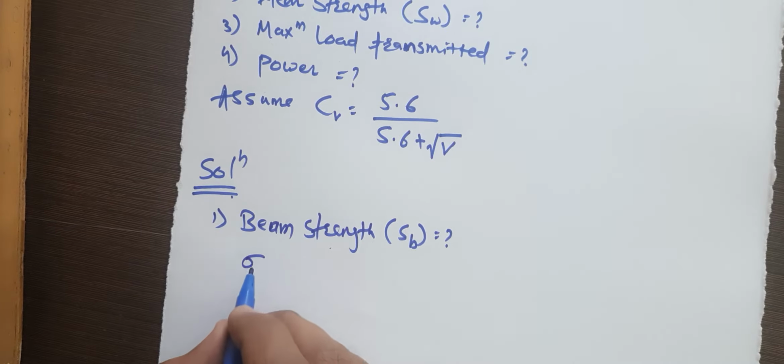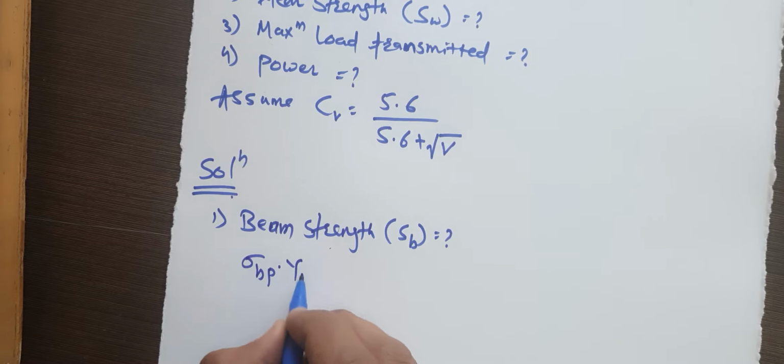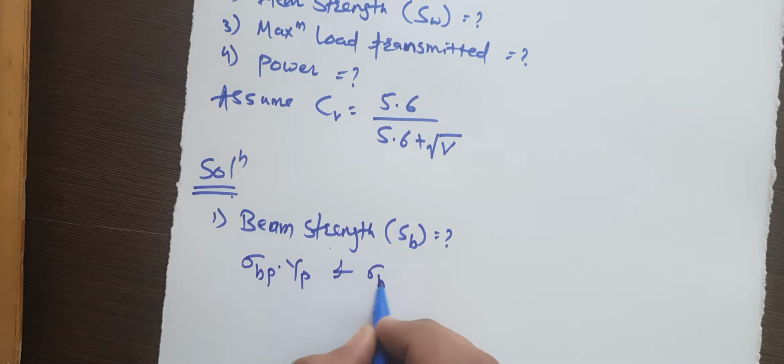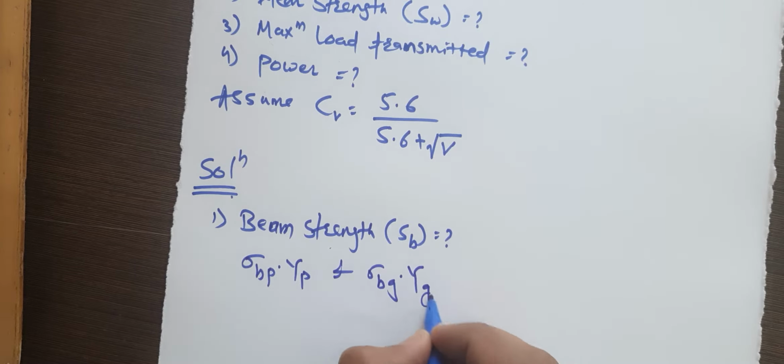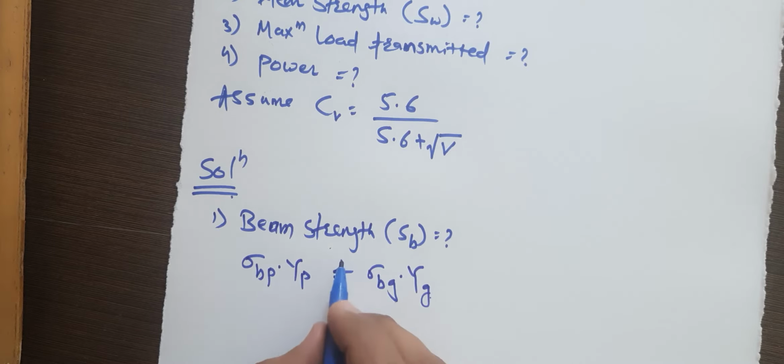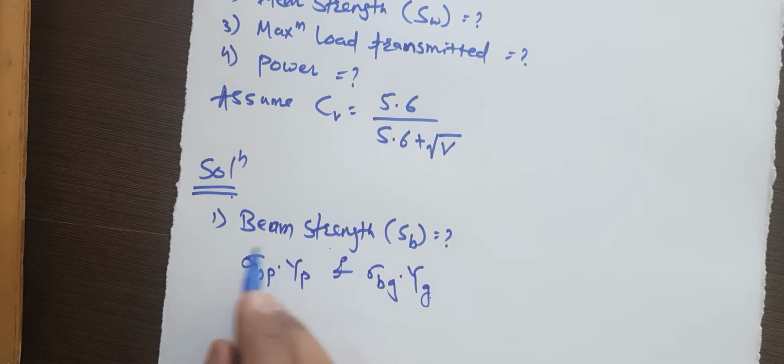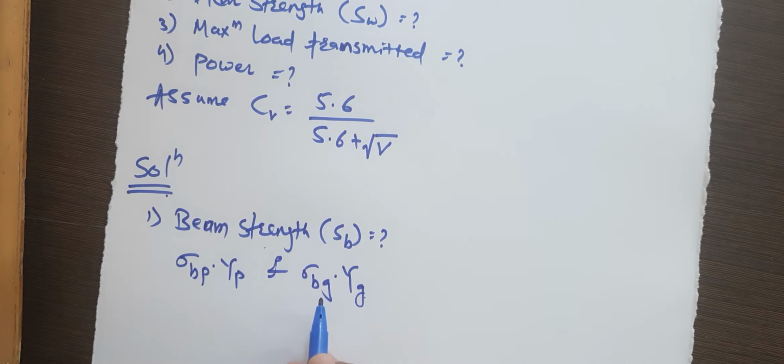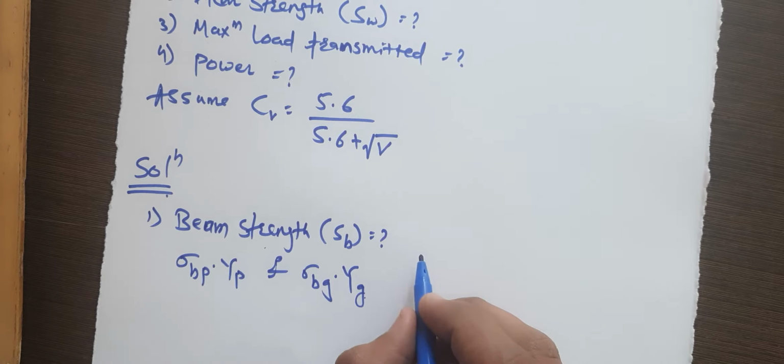So for the weaker element, what you need is sigma BP into YP and sigma BG into YG. This product will decide the weaker element. If sigma BG into YG is greater, then the gear will become stronger and the pinion will become weaker. If sigma BP into YP is greater than sigma BG into YG, then the pinion will become stronger and the gear will become weaker. Sigma BP and sigma BG are already given, but YP and YG are not given, so we have to calculate YP and YG.